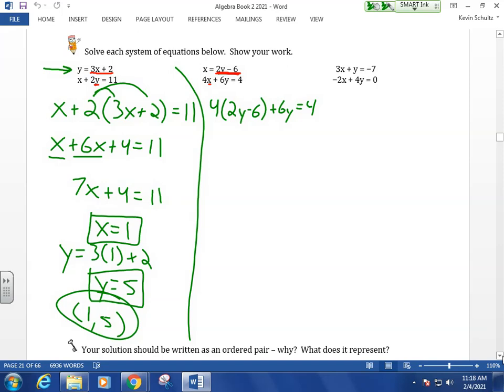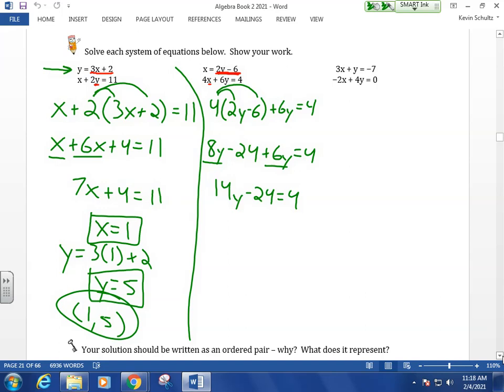Okay. The algebra here is going to have us distribute the 4. 4 times 2y is 8y. 4 times negative 6 is negative 24. And then plus 6y equals positive 4. Next step is to combine like terms. We have 8y here, 6y there. All told, that's 14 of them. 14y minus 24 is 4.